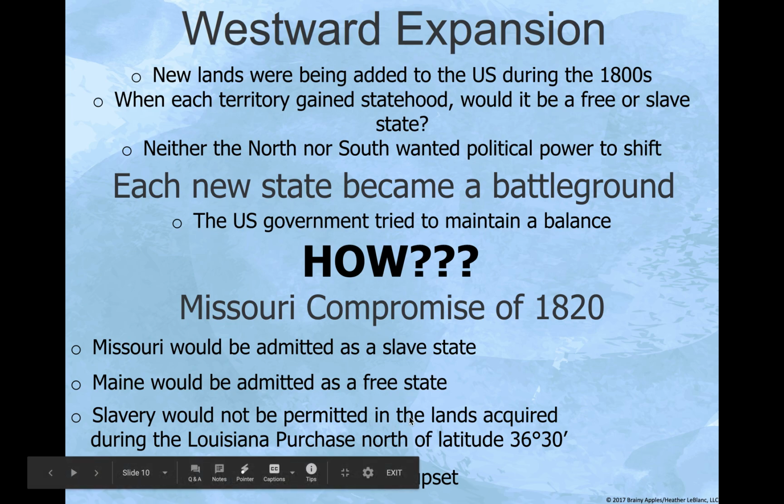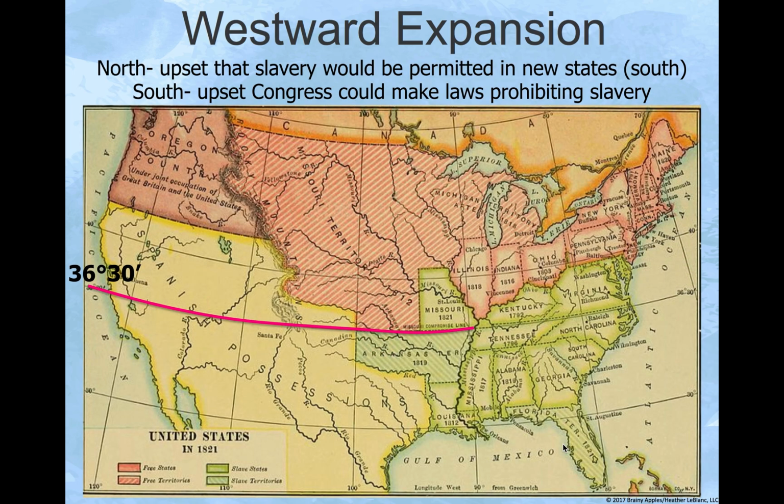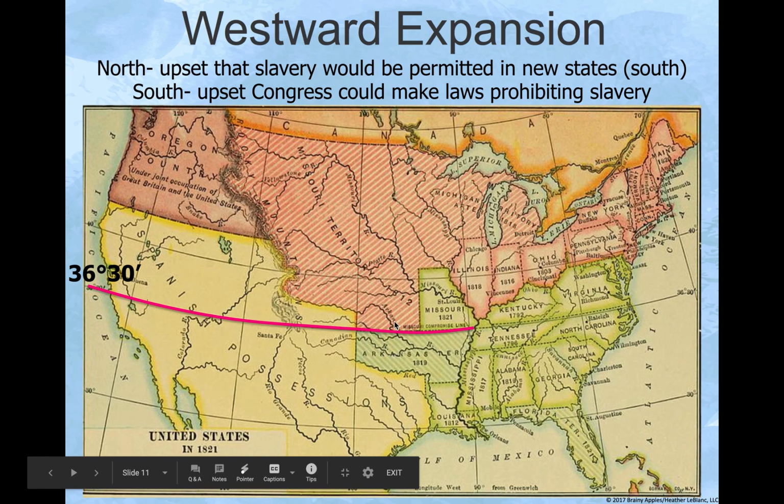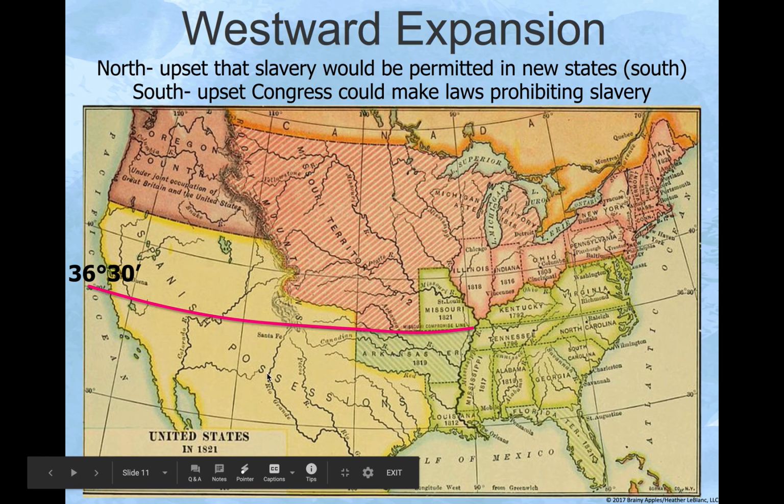Slavery would not be permitted in the lands acquired during the Louisiana Purchase north of latitude 36°30'. So lands acquired north of this line, slavery would not be allowed there. They were free states. So that is that line that we were talking about. States above this line, north of this line, would be free states, and states south of this line would not be free states. It would be slave states, right?